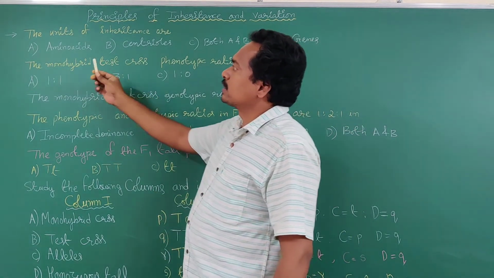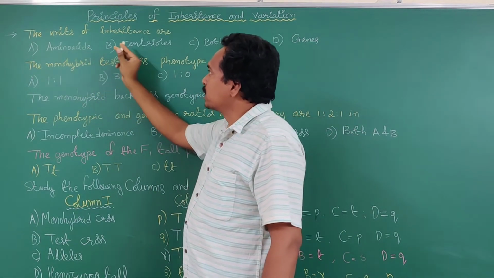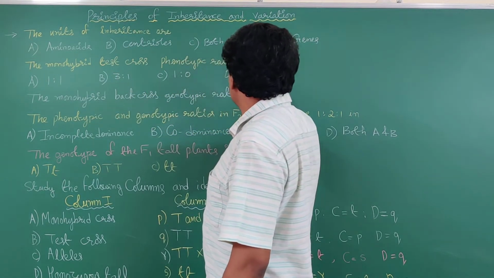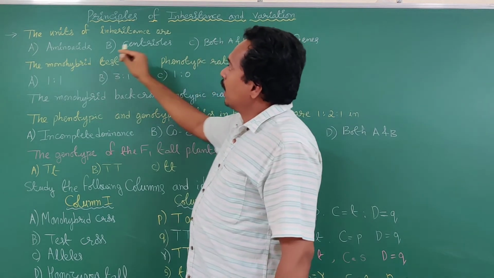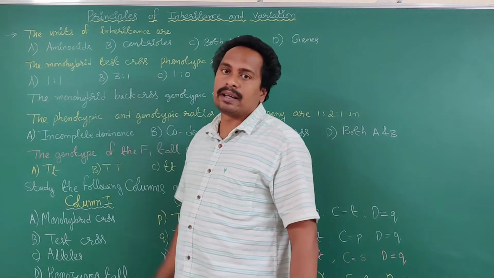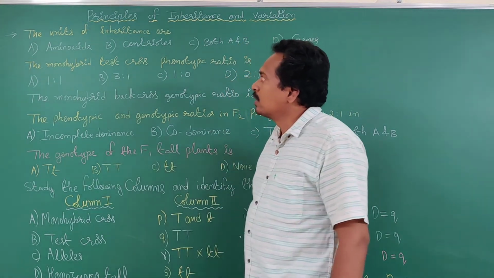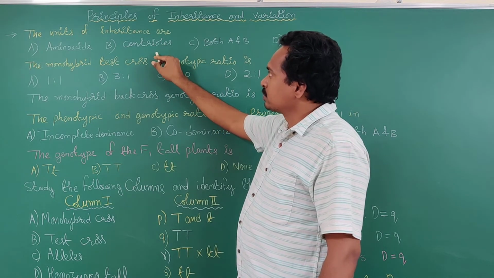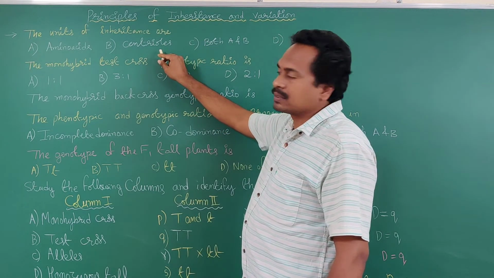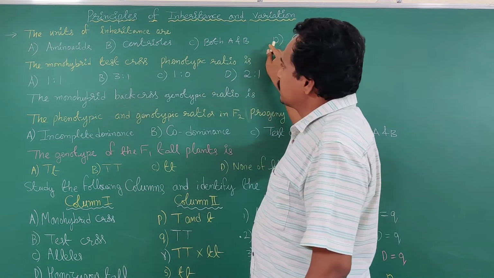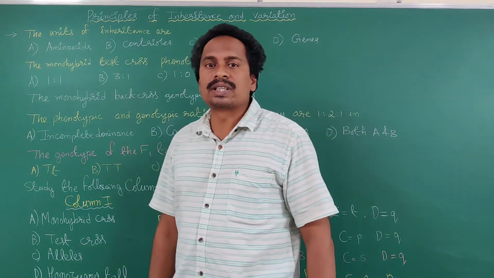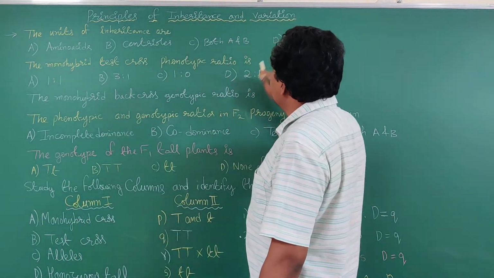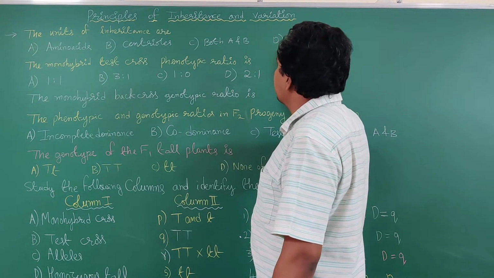What are the given options? Option A, amino acids. Option B, centrioles. Option C, both A and B. Option D, genes. Amino acids do not carry the information. Centrioles do not carry the information; they are not involved in inheritance. Genes carry the information from parents to progeny. So genes are considered the units of inheritance.